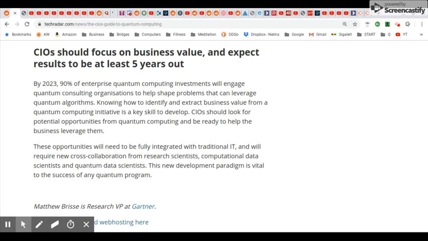quantum algorithms. Knowing how to identify and extract business value from a quantum computing initiative is a key skill to develop. CIOs should look for potential opportunities from quantum computing and be ready to help the business leverage them. These opportunities will need to be fully integrated with traditional IT and will require new cross collaboration from research scientists, computational data scientists, and quantum data scientists. This new development paradigm is vital to the success of any quantum program.